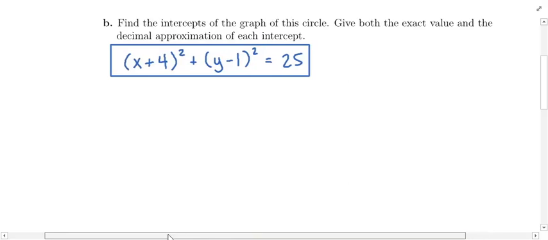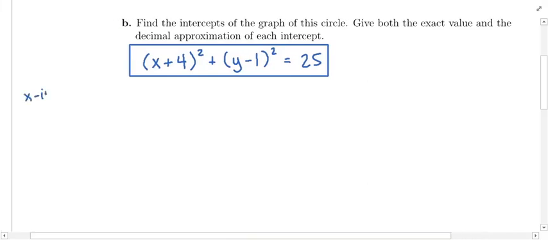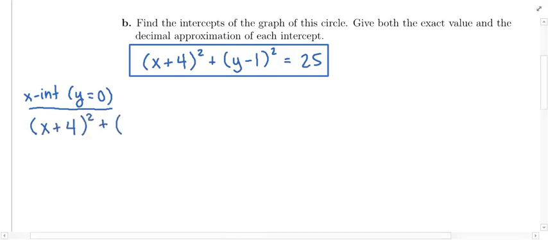All right, so let's start with the x-intercepts. If you remember from section 2.1, if you're trying to find x-intercepts algebraically, you need to set the y value equal to 0 and solve for x. So go back up to your equation. Everywhere we see a y, we're going to replace it with 0. So we get (x + 4) squared plus (0 - 1) squared is equal to 25.